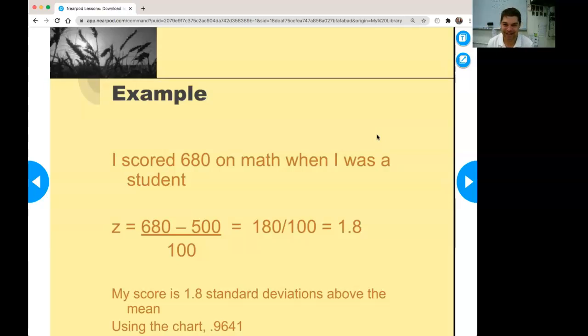680 on math. So what is that number as a z-score? If the sample or the population is normally distributed, you'd write normally distributed with mean 500 and standard deviation 100 is the notation that you'll see, or you'll just be given the mean and standard deviation. I get a z-score of 1.8.